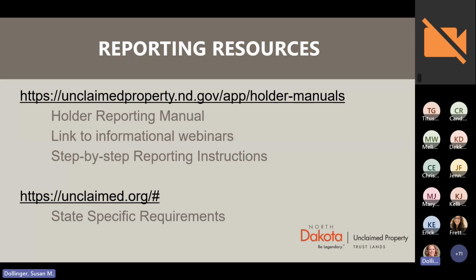Unclaimed.org is the NAPA website, and what you can find if you go to unclaimed.org is state-specific requirements. So if you have Montana questions or South Dakota questions, that's how you can find all of the states that you need to. And there's all kinds of holding resources that NAPA provides.